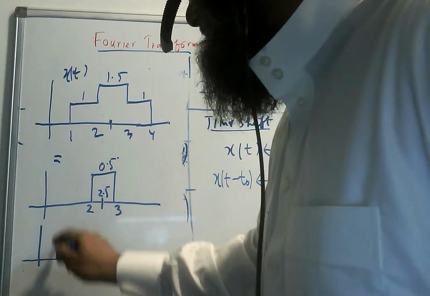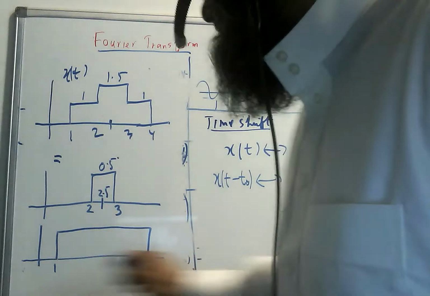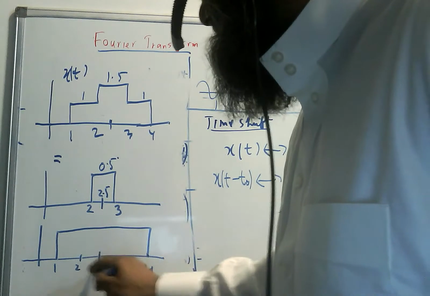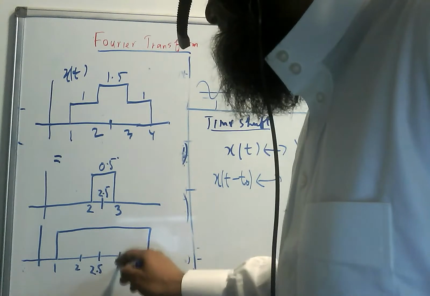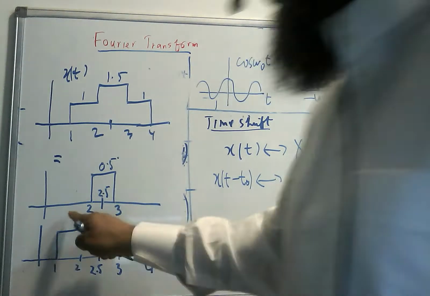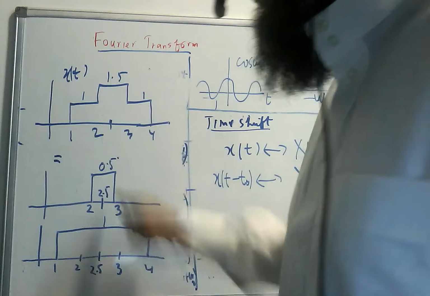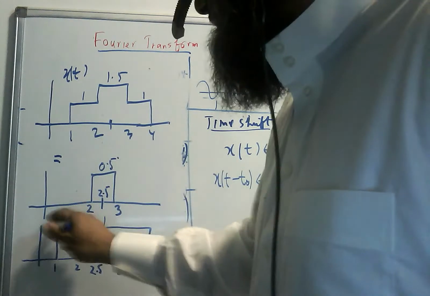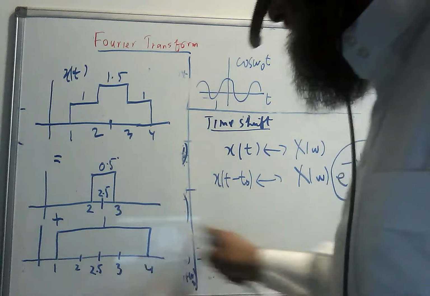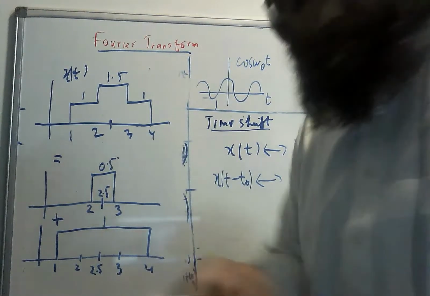And the second one goes from 1 to 4, and the center is also again 2.5. Both of them have the center at 2.5, but the amplitude of this is 1. So here it is 1 and here it is 1 plus 0.5, 0.5. So this is a combination of these two functions. If I can find the Fourier transform of this and of this, I can add them to find the Fourier transform of the whole function.